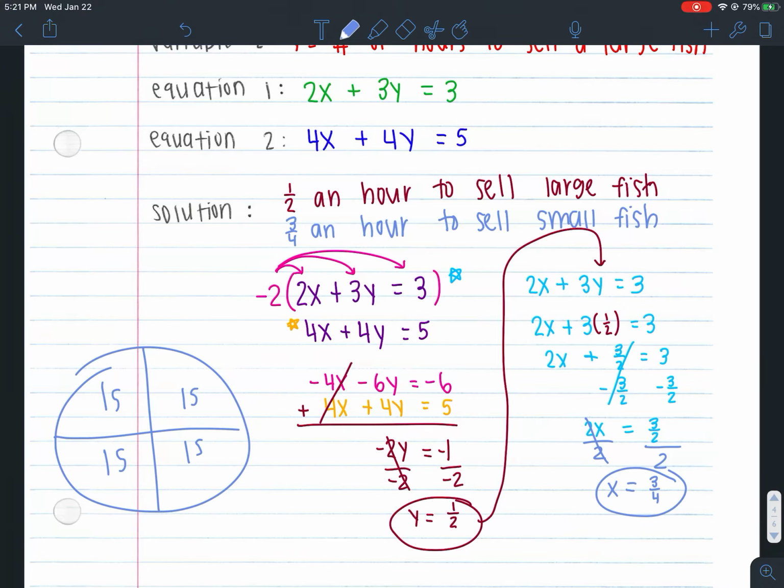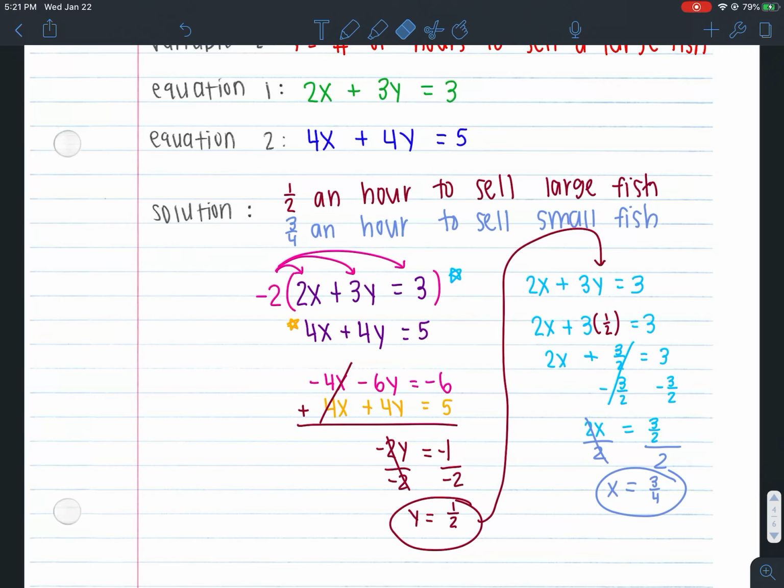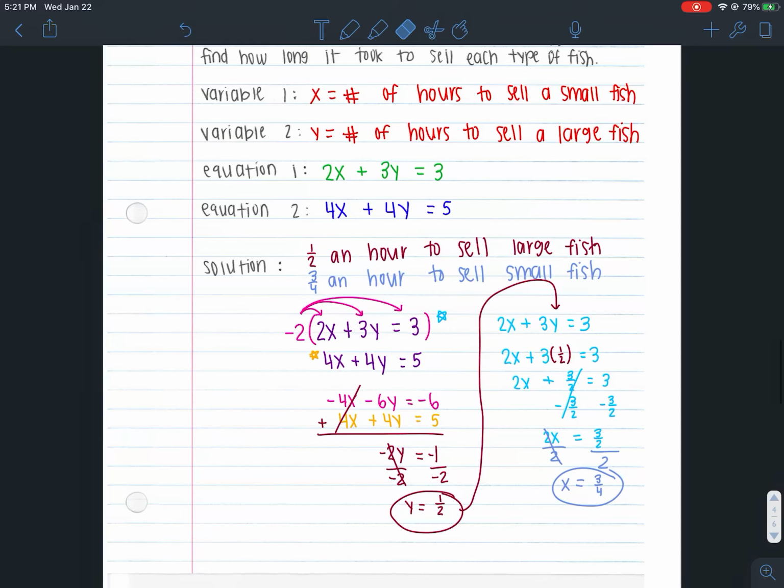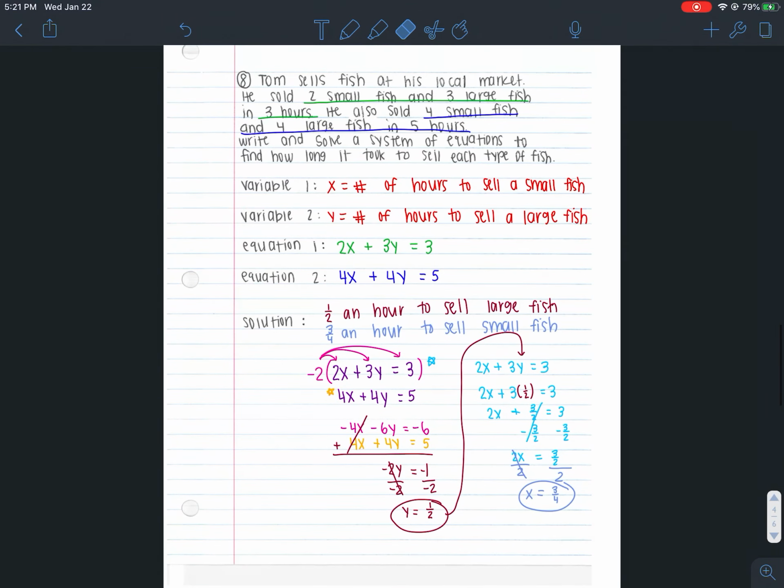So a whole hour, if I put 15 times 4, is going to be 60 minutes. Half an hour is 30 minutes, because 15 plus 15 is 30. But this is 3/4 of an hour, so I have 15 plus 15 plus 15. So it's 45 minutes to sell a small fish, and 30 minutes to sell a large fish. So half an hour to sell a large fish, 3/4 of an hour to sell a small fish. Or if you want to think about it in minutes, 30 minutes, and then 45 minutes.